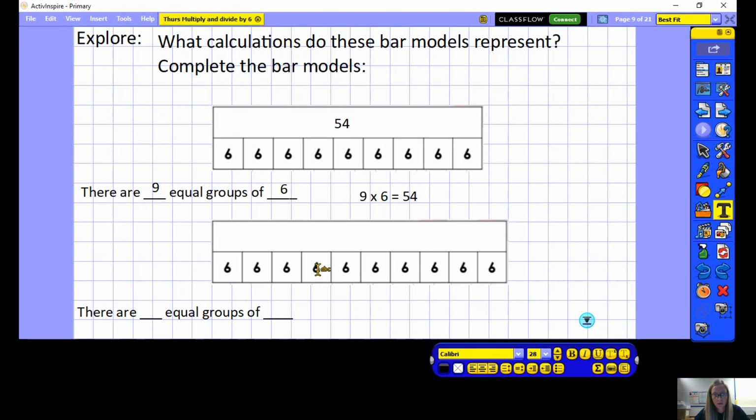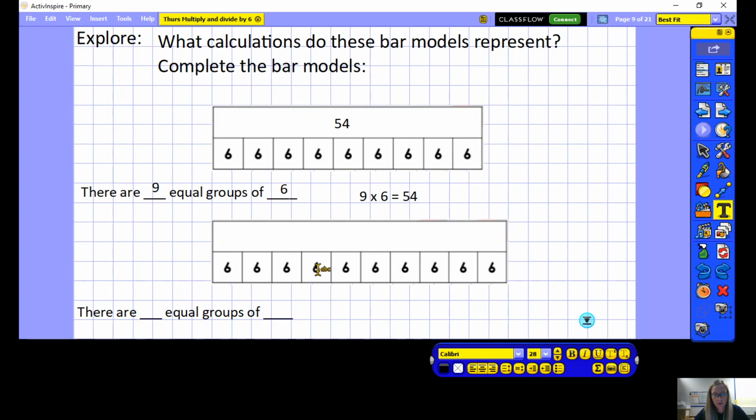Step 2, so you can see some arrays here represented, and you can write out the calculations again. And then step 3 are some word problems, and you can use a bar model or an array to represent your answers for these questions. Then if you want to have a challenge, move on to the digging deeper.